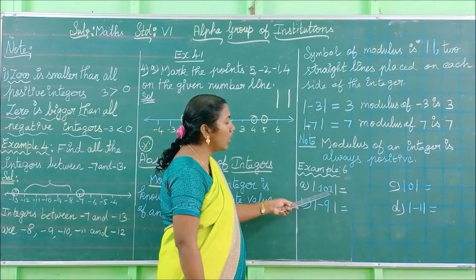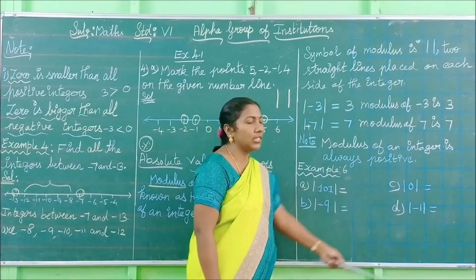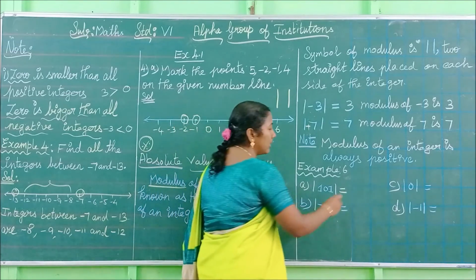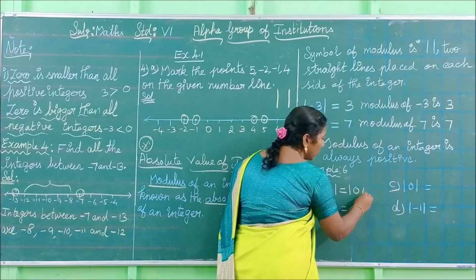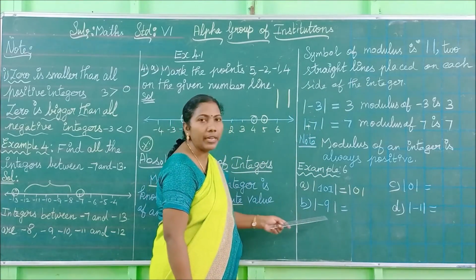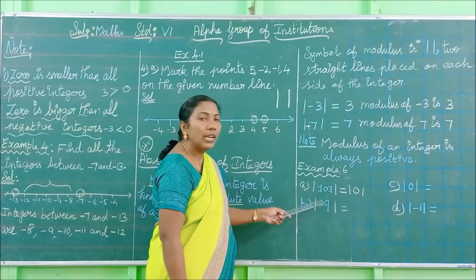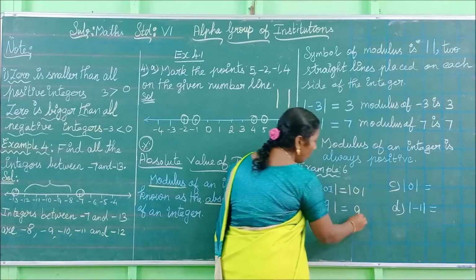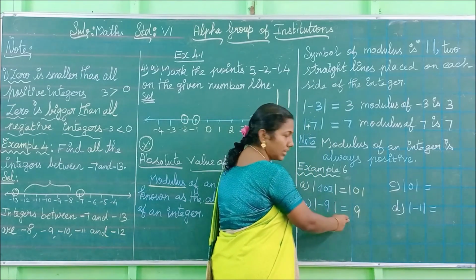Next we are going to see example 6. We have to find the modulus value of the given integer. See the first one. Modulus of 101. So our answer is, write the number only. So 101 is the answer. See the next one. Modulus of -9. We have to exclude the negative symbol, that is -9, and write the number only, 9. So modulus of -9 is 9.